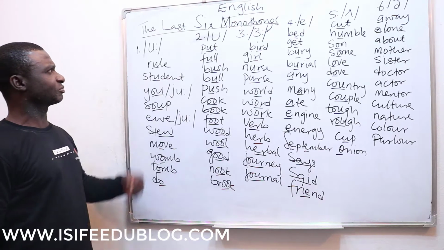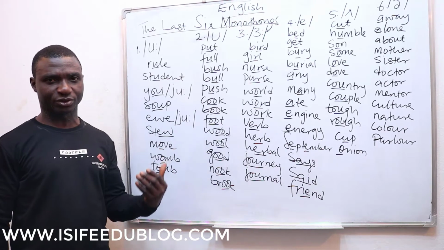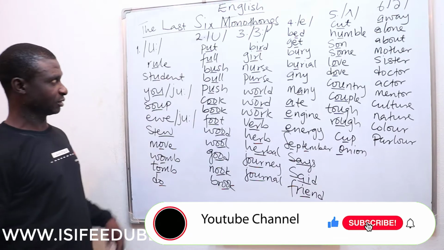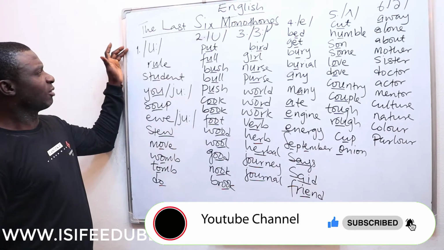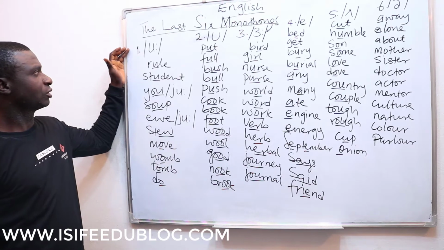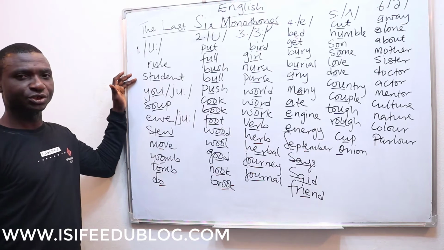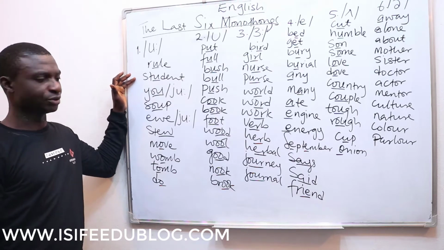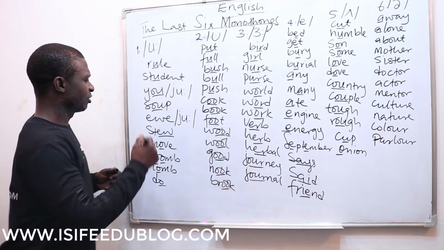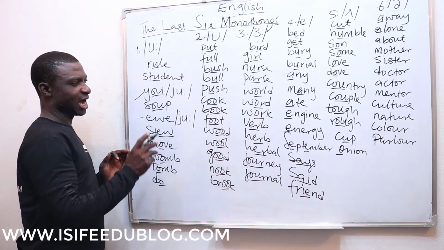Now, we have studied the first six monophthongs, and this is the completory part of that lesson. Number one, the long vowel u, as in rule, student, you. Now take note of the fact that Y-O-U and E-W-E are homophones.